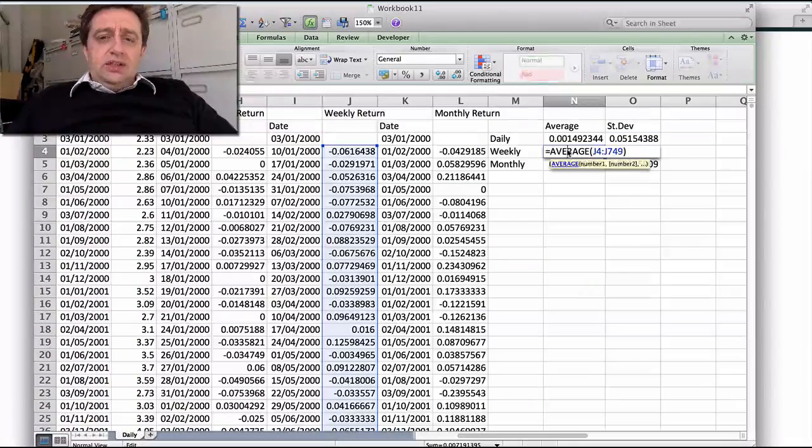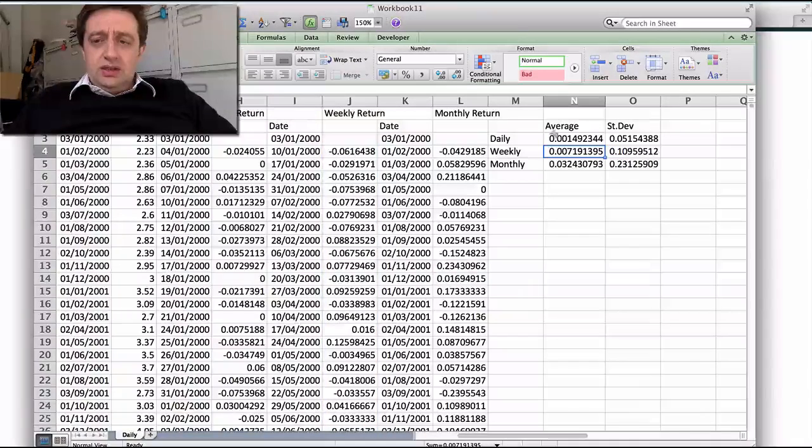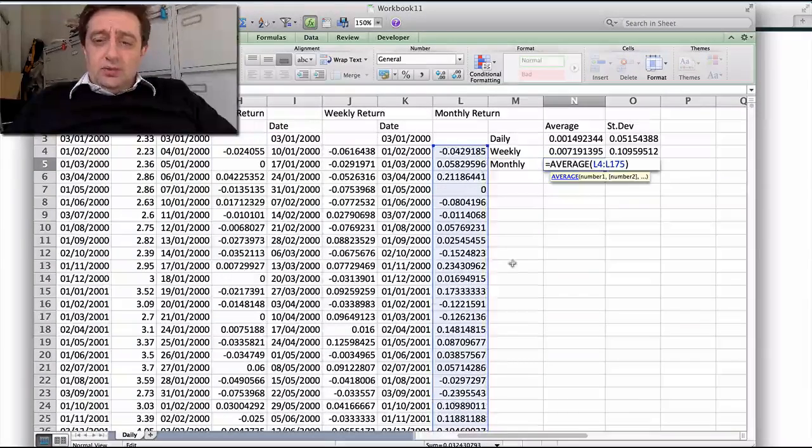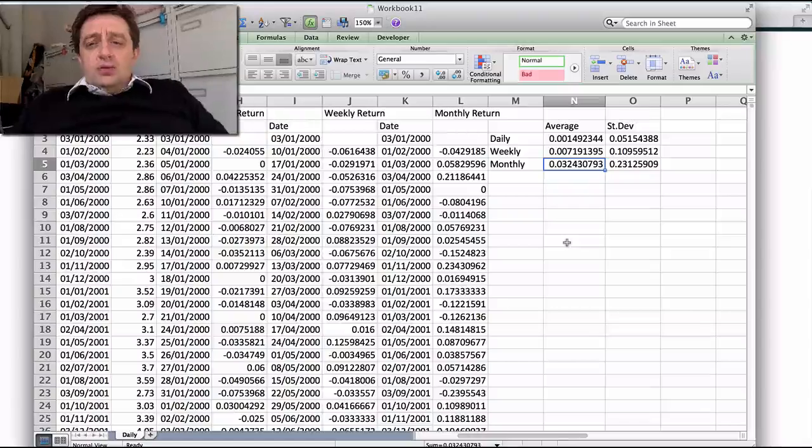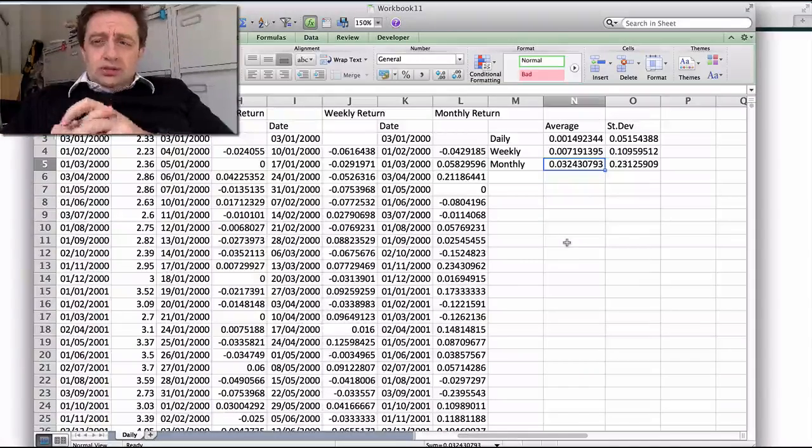We look at weekly data, well, then you can see that it's just doing the average and standard deviation of the weekly data, and then the monthly data is the average of the monthly returns. Now, that's how you calculate returns and standard deviations, but you'll see here that they're really quite different.